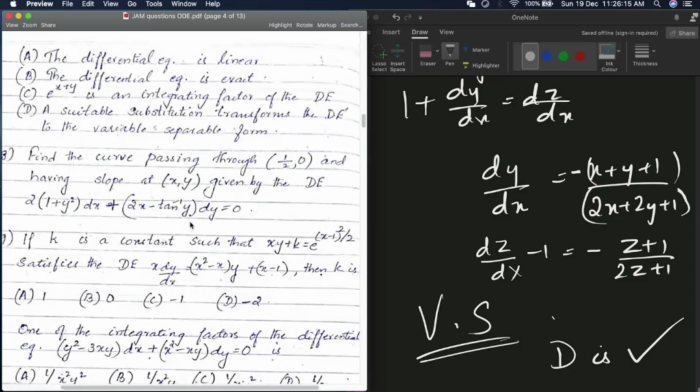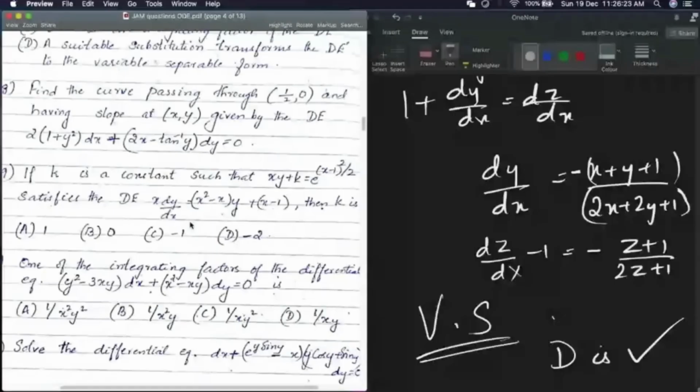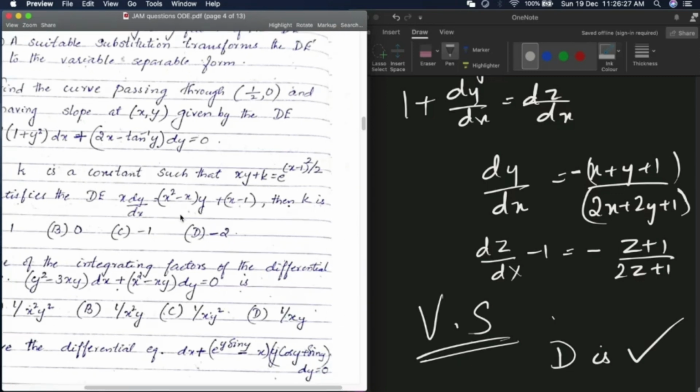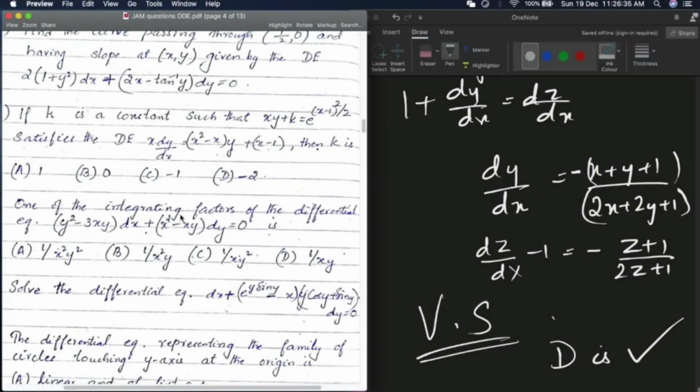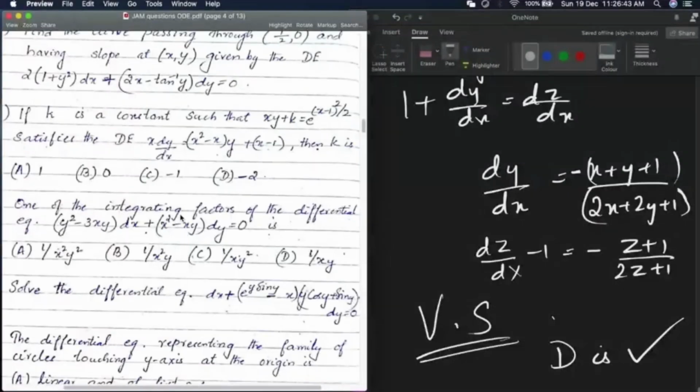If k is a constant such that xy plus k is equal to e raised to x minus 1 the whole square by 2 satisfies the differential equation x dy by dx is equal to x square minus x into y plus x minus 1, then k is. That means xy plus k is equal to e raised to x minus 1 the whole square by 2 is a solution for the given differential equation. You have to find k.